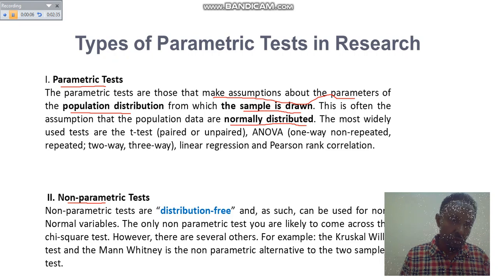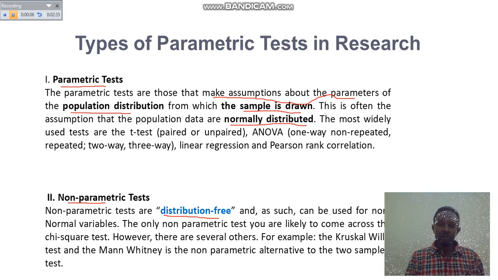And the second one, non-parametric, is the opposite. It is said in other literature to be distribution free. As such, it can be used with non-normal variables, and they are commonly used, like Kruskal-Wallis and Mann-Whitney, as non-parametric alternatives of the two variables.